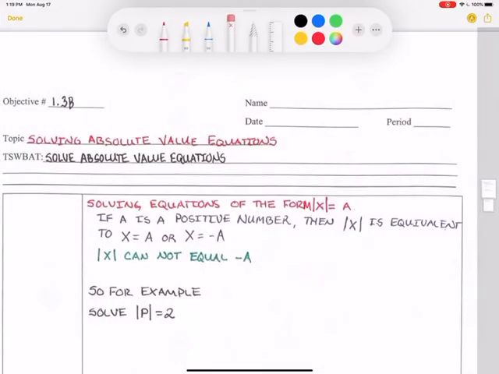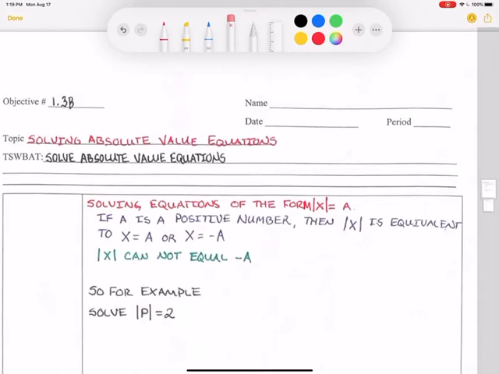All right, so we are looking at solving absolute value equations. We're going to solve absolute value equations of the form, the absolute value of x equals a. Now there's a rule, so if a is a positive number, then the absolute value of x is equivalent to x equals a or x equals negative a.